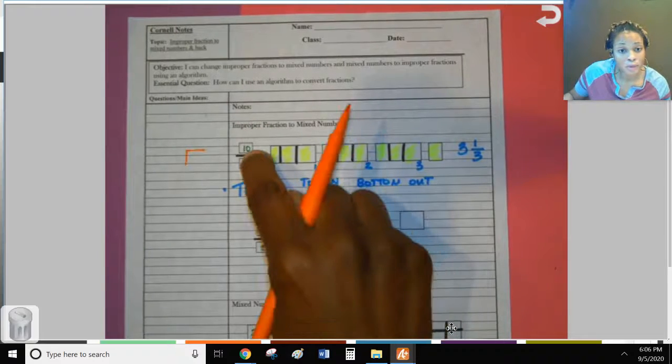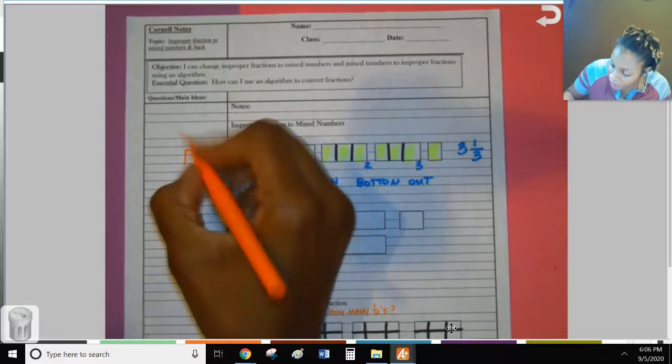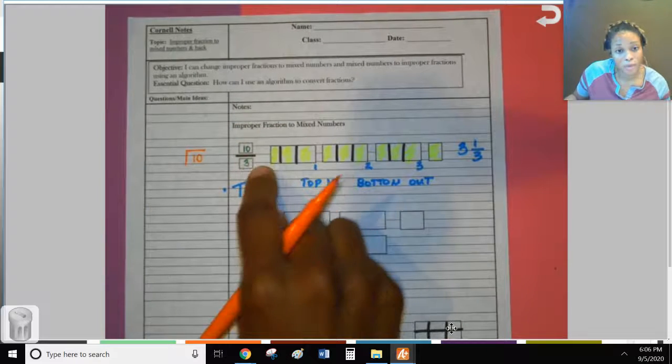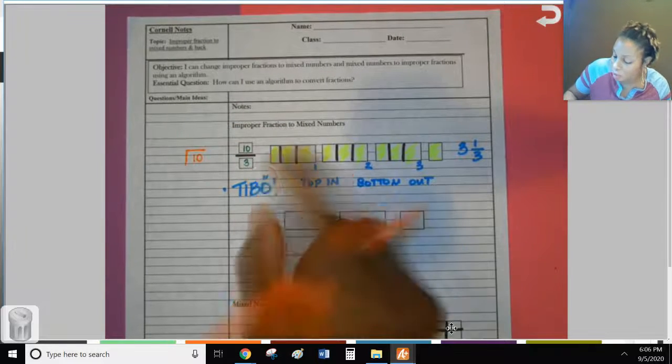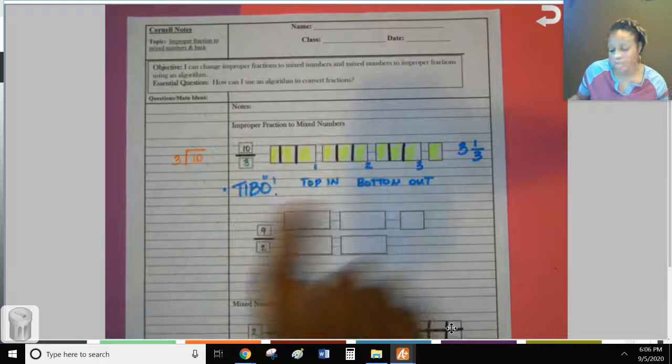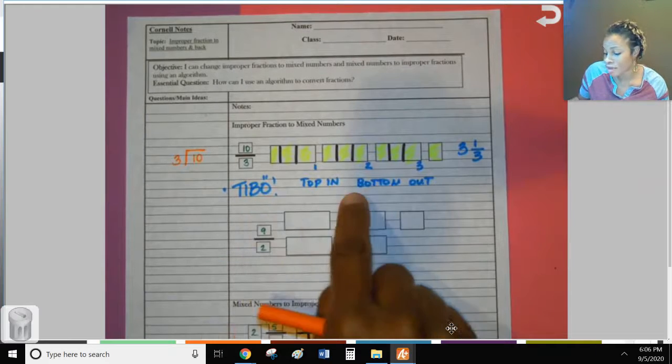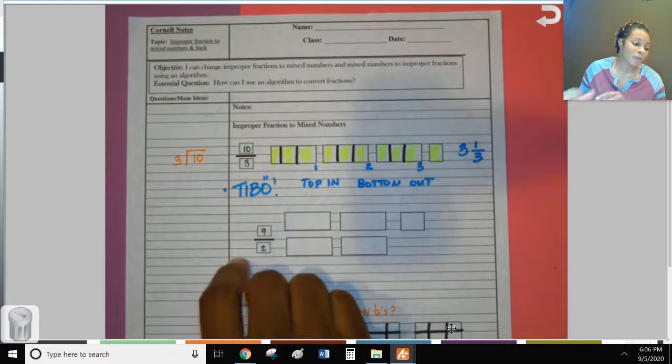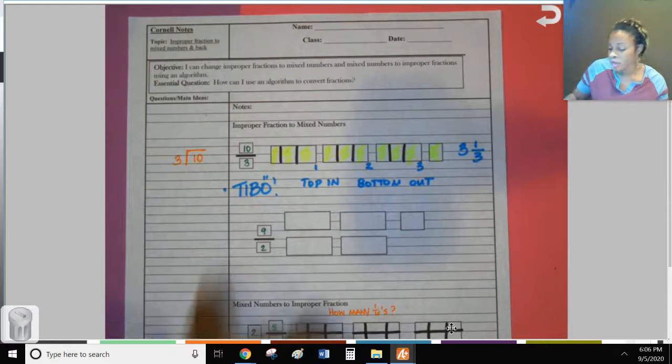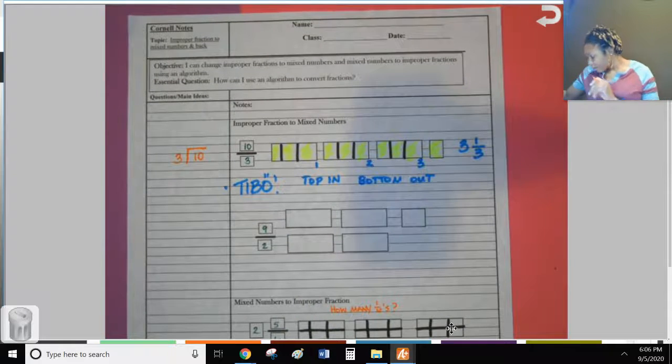The top number, 10, our dividend, will go in the house. And our bottom number, 3, our divisor, will go out of the house. So anytime you hear me say TIBO, that means top in, bottom out. Top number's in, bottom number is out. So then we divide as normal to get our answer.